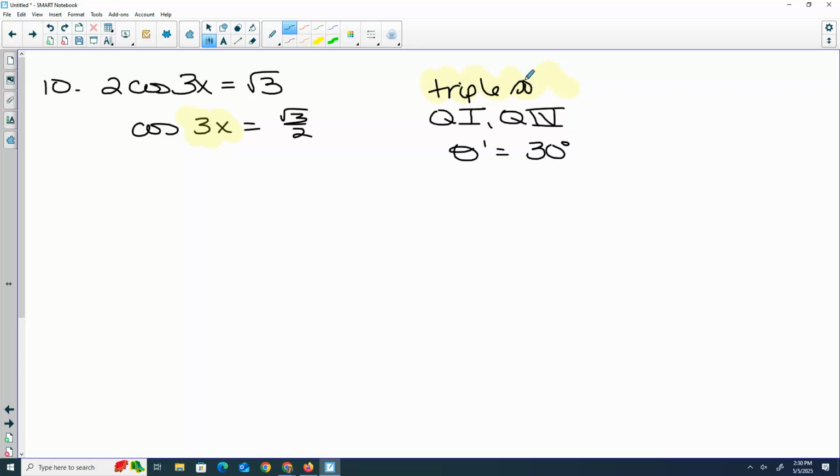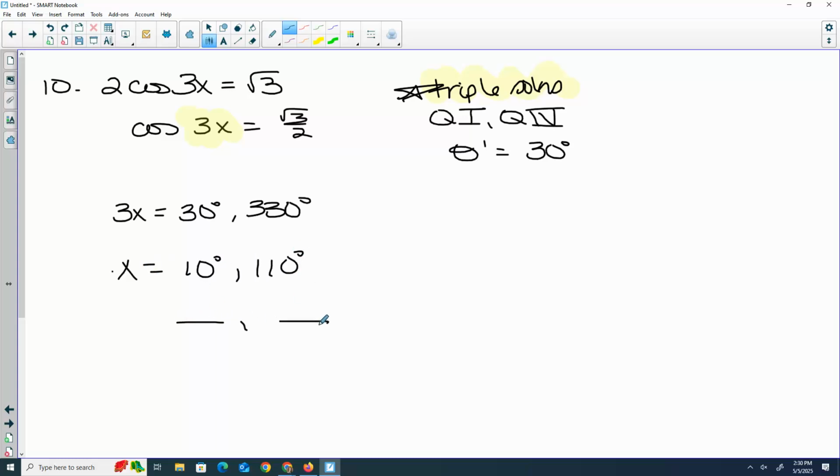We talked about it in terms of like the graph. We know that 3 shortens the period, so it's going to repeat 3 times. So my angle is 3x. In quadrant 1, 30 degrees is 30 degrees. In quadrant 4, 360 minus 30 is 330. So to get x, we divide by 3. So we get 10 and 110.